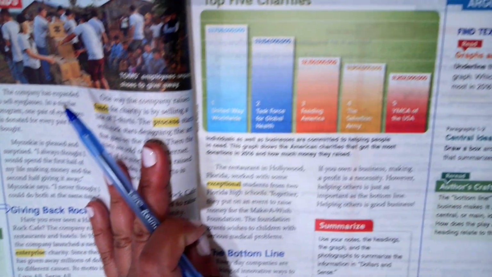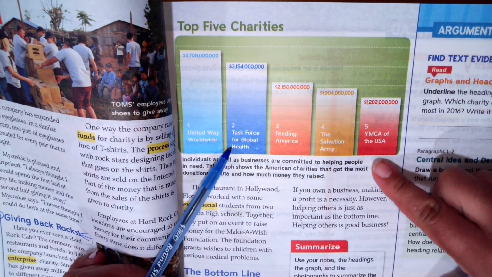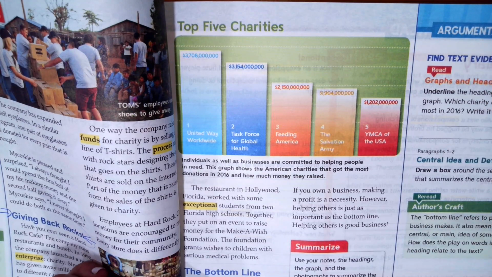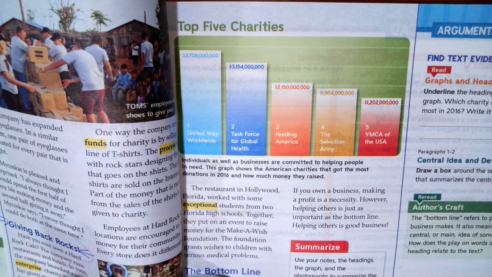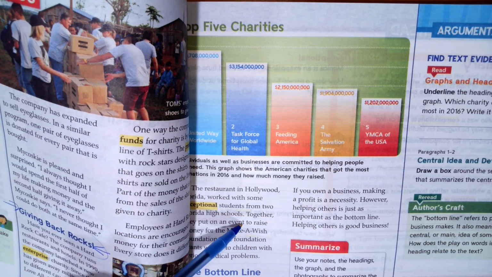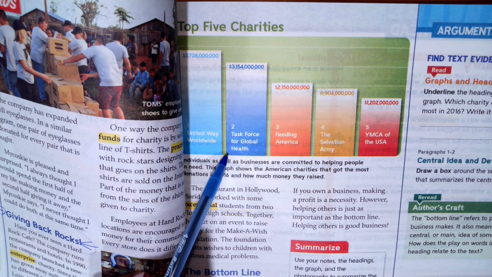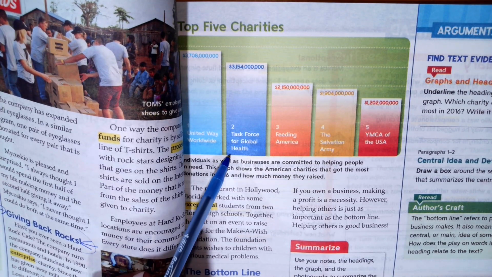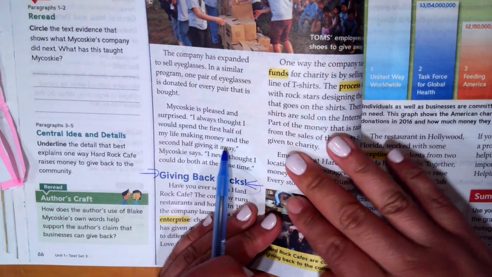The other thing we're going to be looking at is text features such as graphs and headings. And remember that text features, graphs, and headings help develop and support the author's perspective. That means that they include this in order to convince us and persuade us to look at the information and agree with their opinions about the topic. All right, so let's go ahead to Giving Back Rocks.